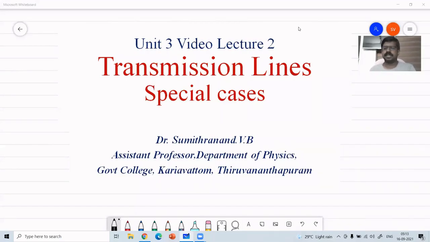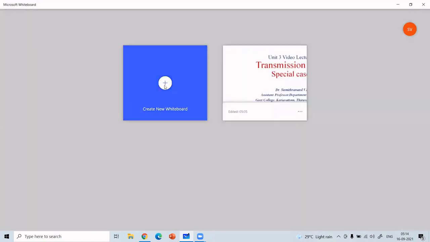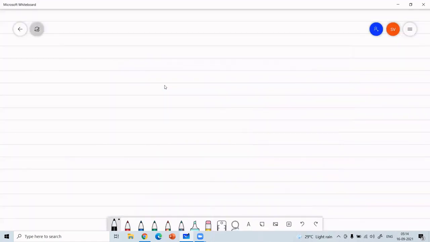In the previous class, we studied the transmission line parameters, transmission line equations, and their solutions. In this class, we are going to study some special cases of transmission lines. So the first one is the lossless line.